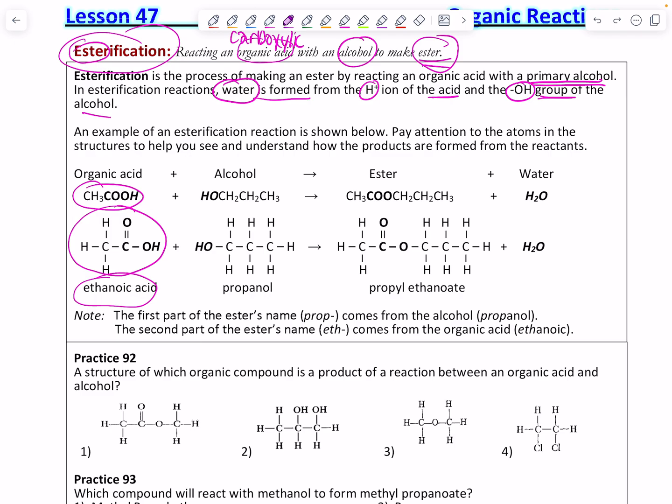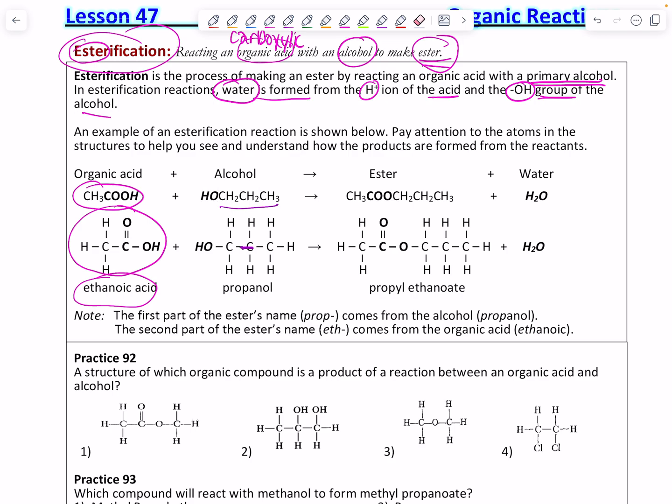And then it's reacting with an alcohol. In this case, I can see here's my hydroxyl group attached to my carbon chain. It is a primary alcohol because if I look here, the hydroxyl group is attached to this carbon, and that carbon is only attached to one other carbon. So that's a primary alcohol. And this one is propanol because it's got 3 carbons in the chain.